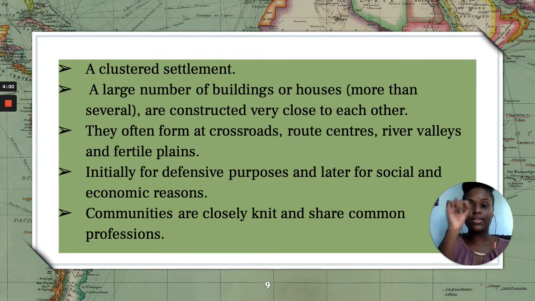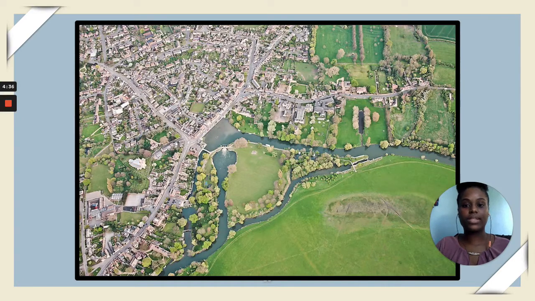And it is a clustered settlement with a large number of buildings or houses that are constructed very close together. They often form at crossroads, root centers, river valleys, or fertile plains, okay? So they're located at beneficial locations for the settlement. They were initially created this way in this cluster pattern for defensive purposes and later for social and economic reasons. The communities are closely knit and share common professions. This is another example of a nucleated settlement.